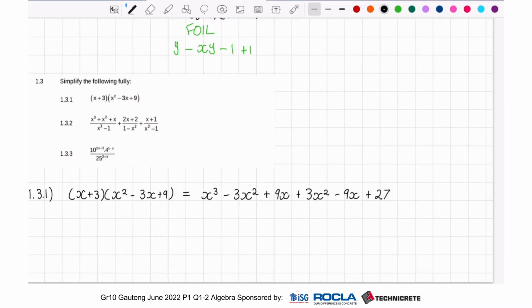And now I'm looking at my like terms, and I can see that I can cancel out some stuff. So I've got a minus 3x squared and a positive 3x squared. When I add them together, I get 0. And the same with this positive 9x and minus 9x, I get 0. And so I'm just left with these two terms, x cubed plus 27.